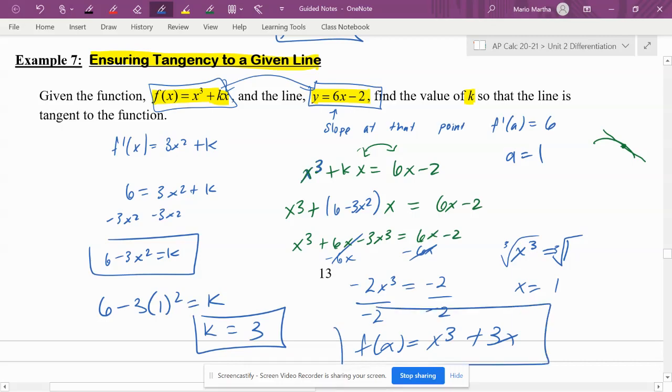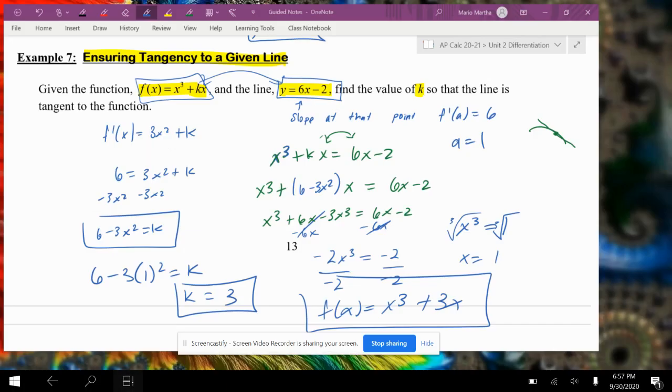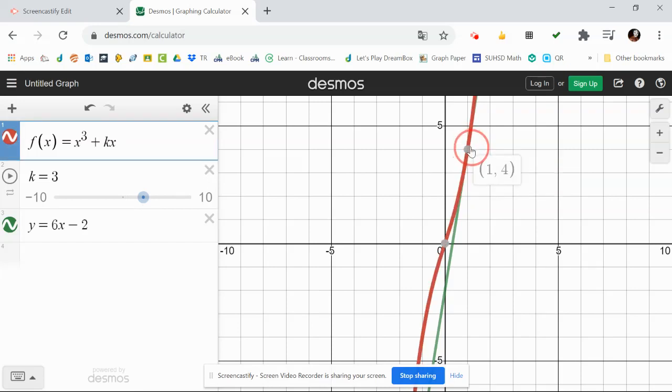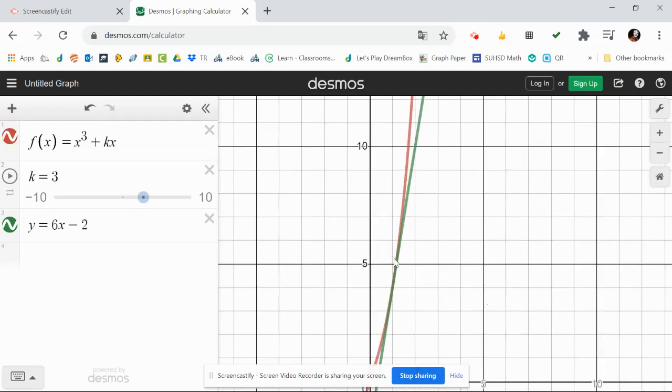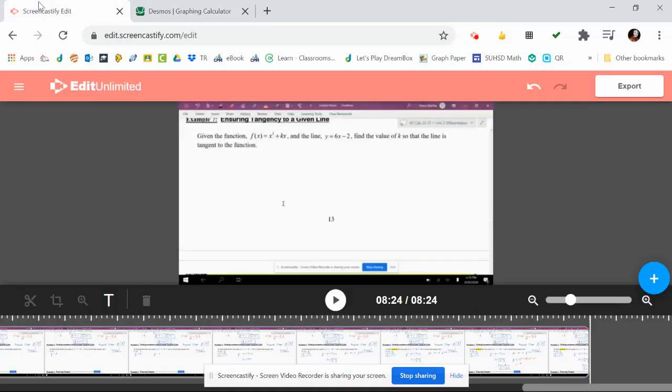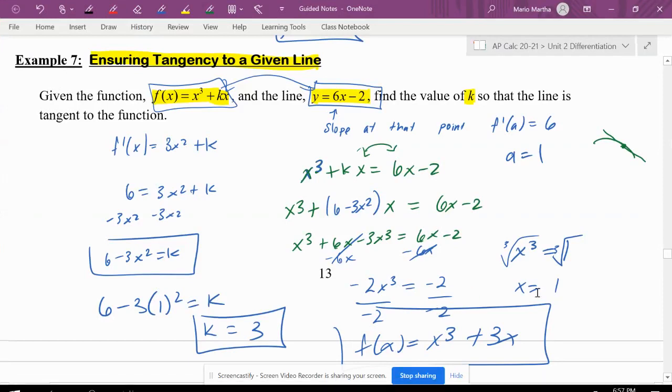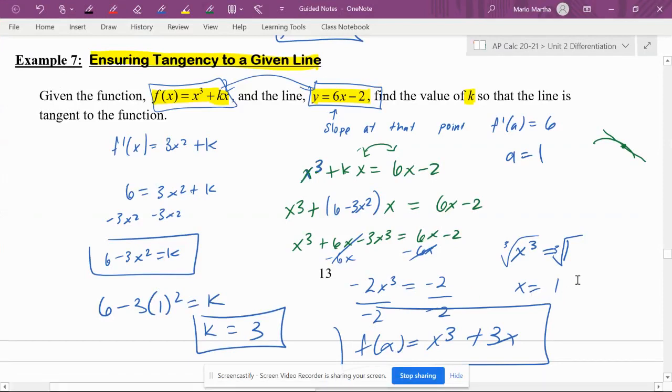And then you can confirm that again by looking at the graph. If you guys set k at 3, right there, they have the point in common. The point in common is actually 1 comma 4, right? But k has to be equal to 3 for this to work, right? And we did find that over here, right? x equals 1, and then the y value would be 4.